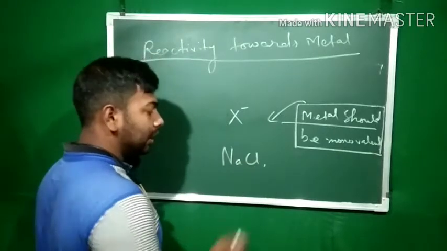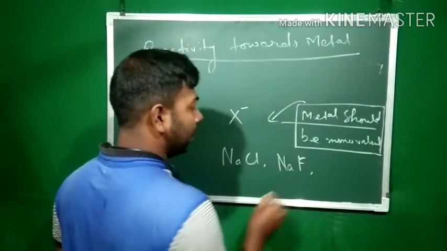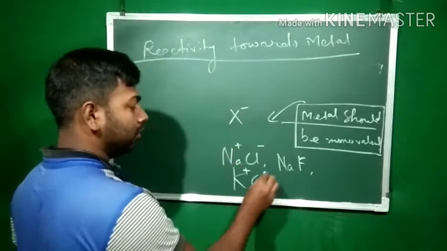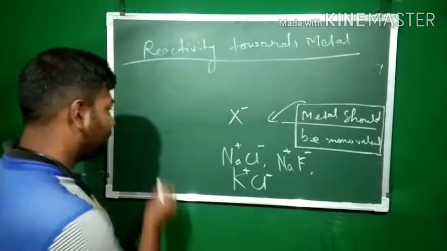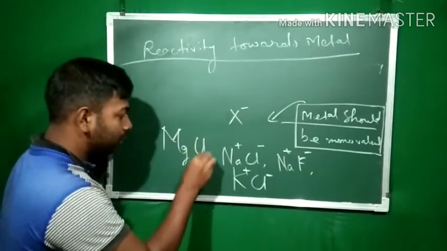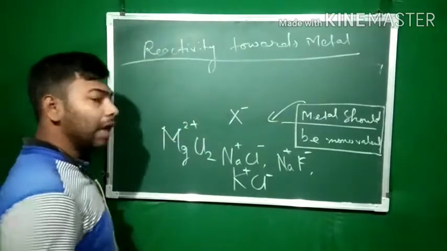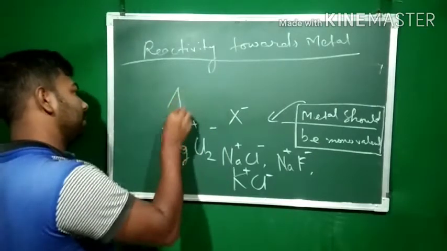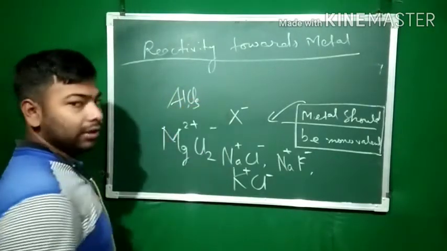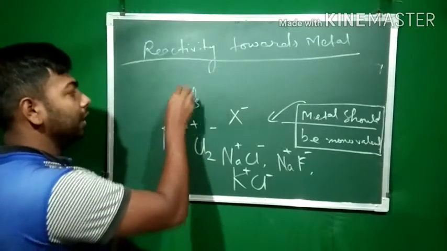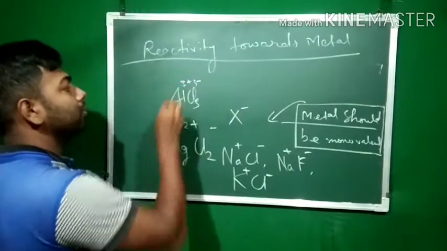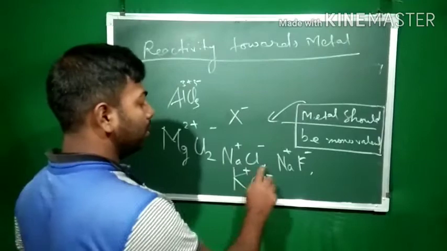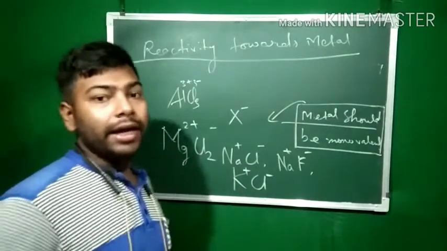Suppose NaCl, NaF, KCl. These are monovalent. But compounds like MgCl2 also exist. Here the metal is divalent; each chlorine is 1 minus, so 2 chlorines give 2 minus. Another example is AlCl3, with 3 chlorine atoms attached. Here it is plus 3 and 3 minus. Now we are discussing the compounds of metal and halogen.